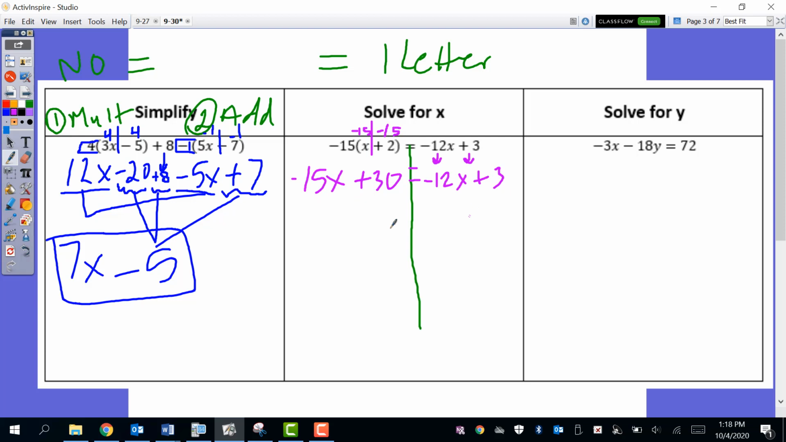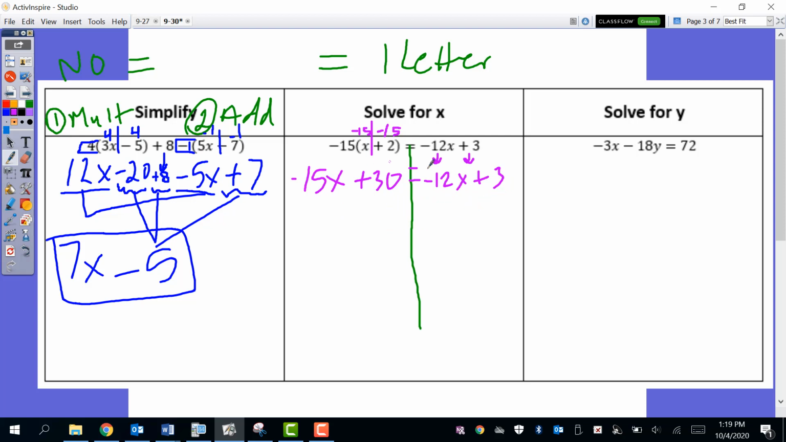Okay, next step, I'm combining like terms. Can I combine like terms? So that means on the left side, could I add negative 15 and 30? No, because they are not like terms. This has an x, this does not. On the right-hand side, can I add negative 12 plus 3? No, this has an x, this does not.